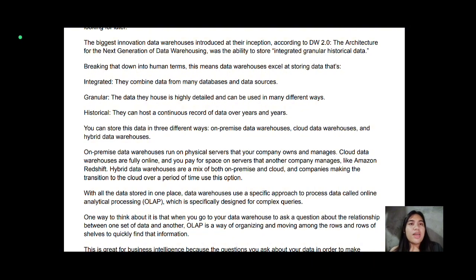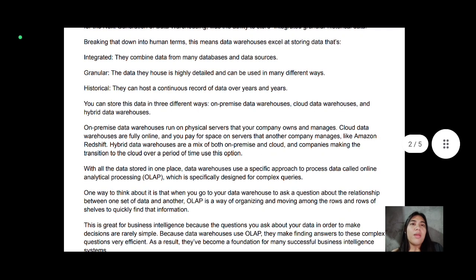You can store this data in three different ways: on-premise data warehouses, cloud data warehouses, and hybrid data warehouses. On-premise data warehouses run on physical servers that your company owns and manages. Cloud data warehouses are fully online, and you pay for space on servers that another company manages, like Amazon Redshift. Hybrid data warehouses are a mix of both on-premise and cloud, and companies making the transition to the cloud over a period of time use this option.